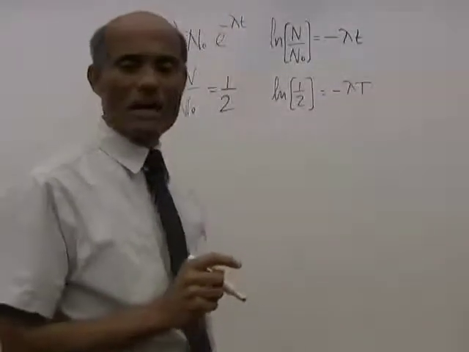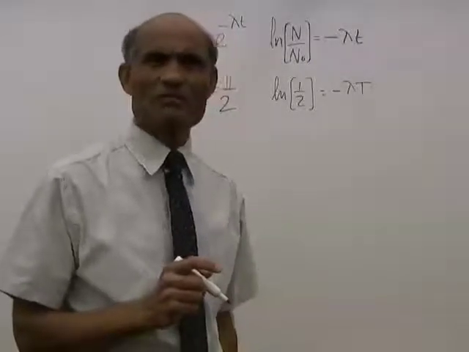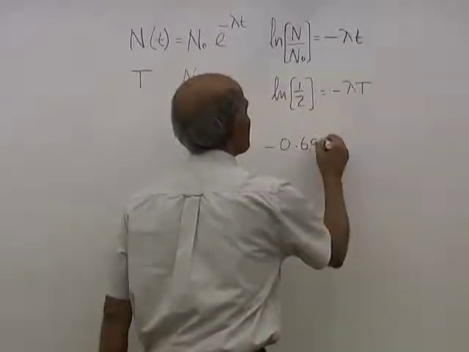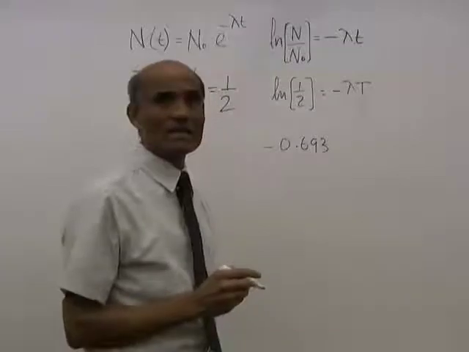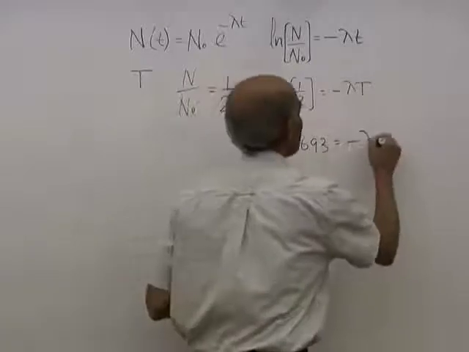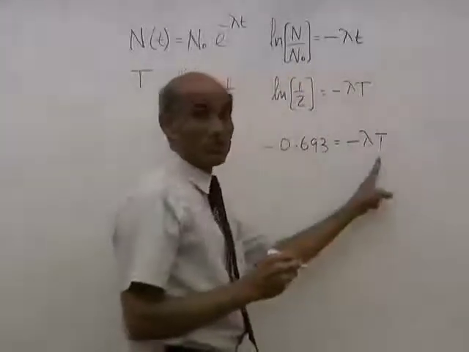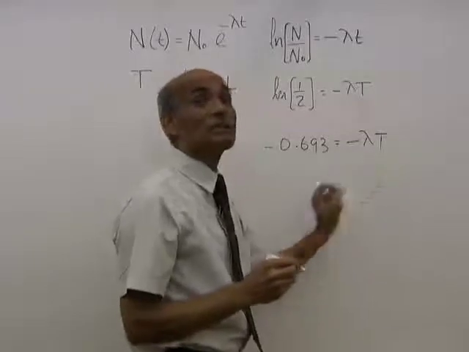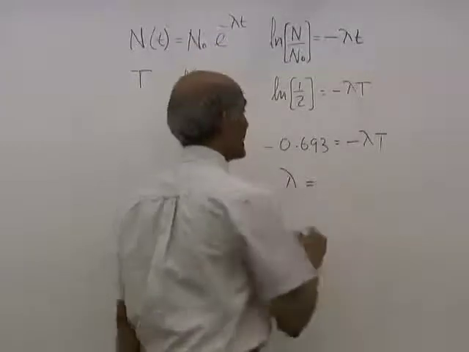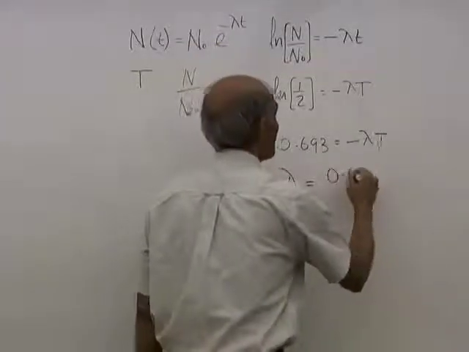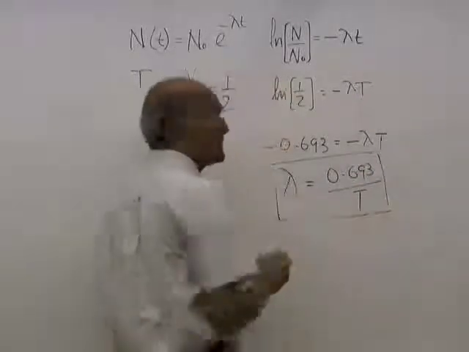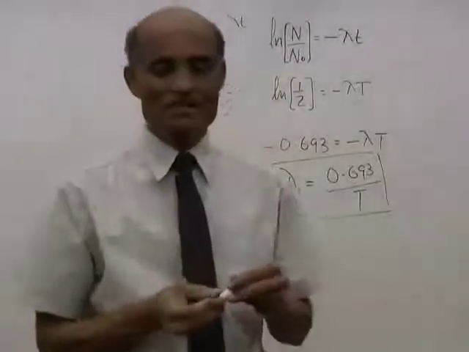And ln 1/2 is what? Isn't it negative 0.693? Check your calculator. So ln 1/2 is negative 0.693, and that is equal to negative lambda t, where t is the half-life period and lambda is the decay constant. So I can now write lambda, the decay constant, equal to 0.693 divided by the half-life period. A very important relation. We will use that as we go on.